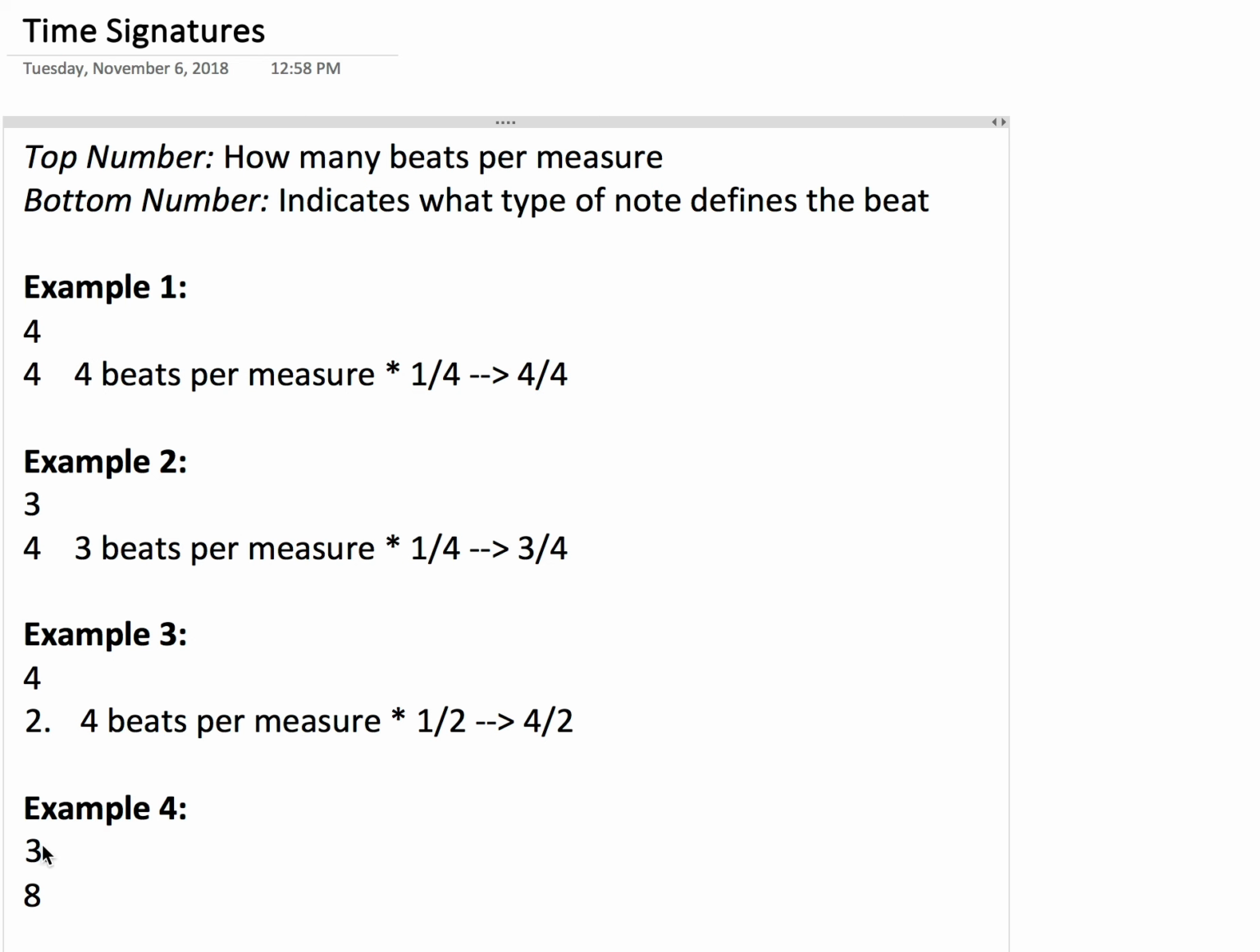Now the last one, 3/8. We would know by now we've got 3 beats on the top, and then we've got times 1/8, which means an eighth note. So you've got 3 beats per measure times 1/8, which is an eighth note, and that gives you the time signature 3/8. So what does this mean again? You have 3 beats per measure, and each of those beats lasts as long as an eighth note.